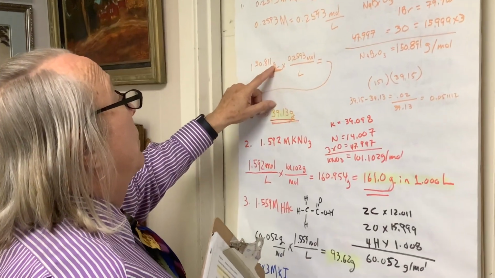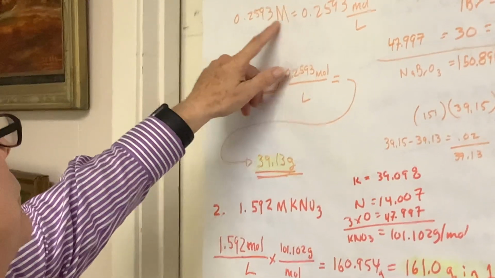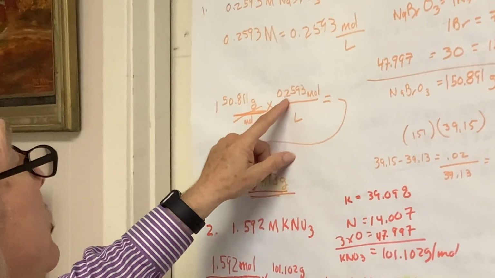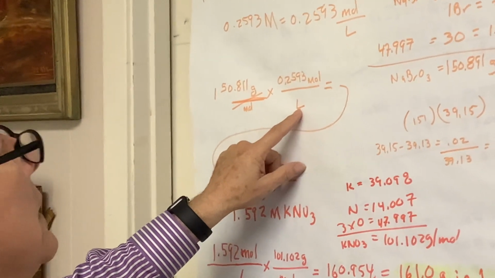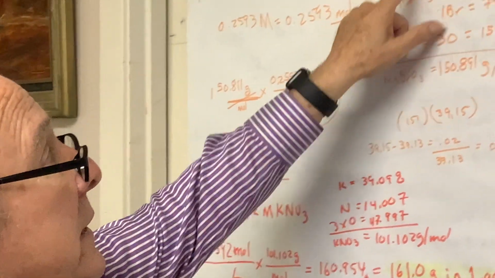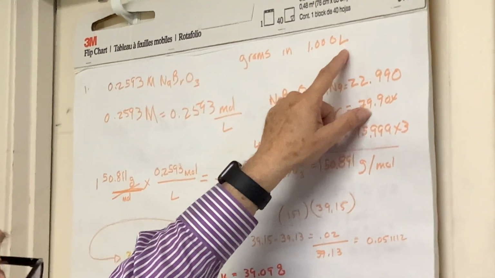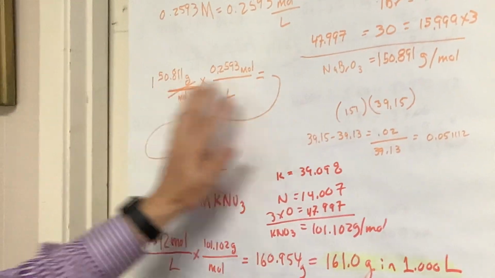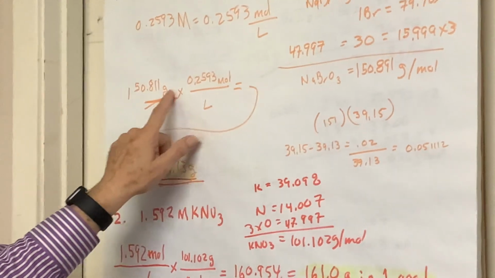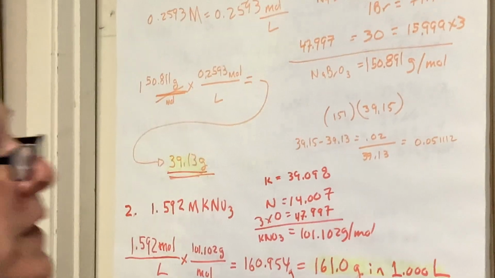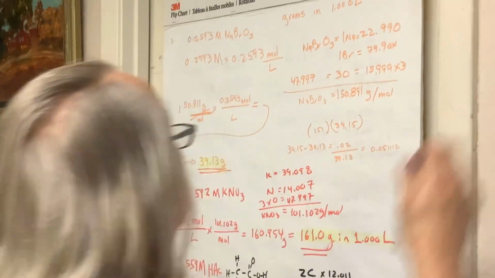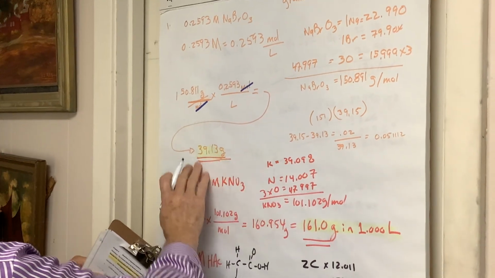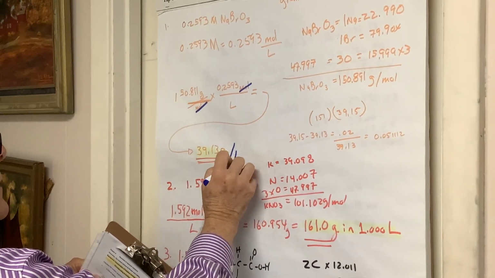And if it weighs 150.891 grams per mole, and this big M equals little moles per liter, and I have 0.2593 moles per liter, and they gave us at the top of the page that I have 1.00 liters, so I've got 4 significant figures everywhere I go, more on the atomic masses. If I just cancel out my moles, I will end up with number of grams in 1 liter. 39.13 grams in 1 liter.